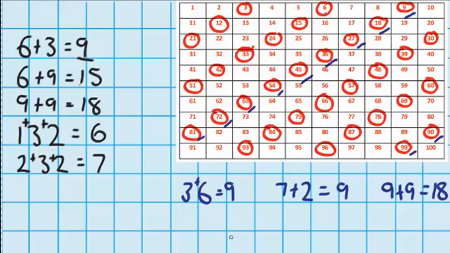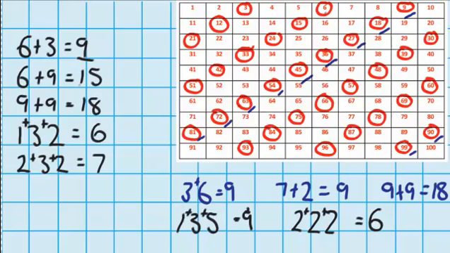Let's try a bigger number as an example. 135. So I add the digits together. 1 plus 3 plus 5. That equals 9. So 135 is divisible by 9. And here we have 222. If I add those digits together, I get 2 plus 2 plus 2, which is 6. And 6 isn't on my 9 times tables, so 222 isn't divisible by 9.